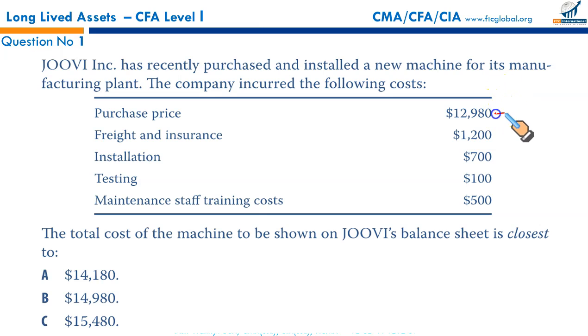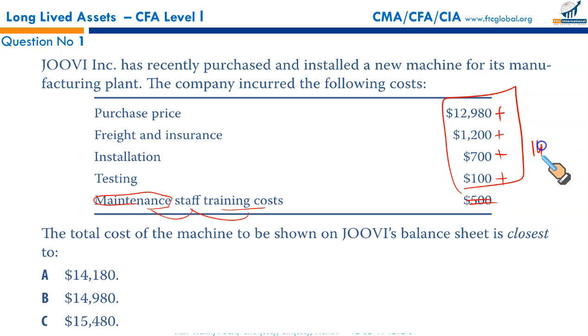Purchase price to be capitalized. Freight and insurance is essential to bring the asset to working condition, to be capitalized. Installation essential. Testing essential. But the training cost for those staff members who will be involved in maintenance once the machine starts working is not something that we should capitalize. So these are the 4 costs that must be added as the initial recognition amount of the asset. Adding all these, 12,980, 1,200, 700 and 100 gives you a total of 14,980, and that makes B the correct option.